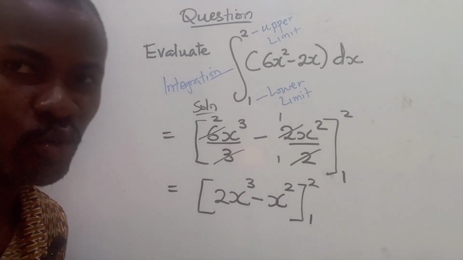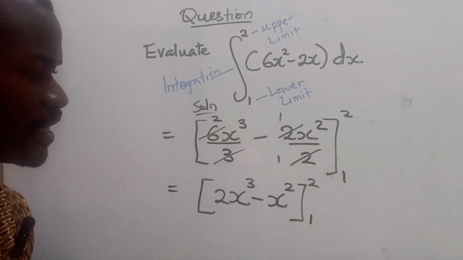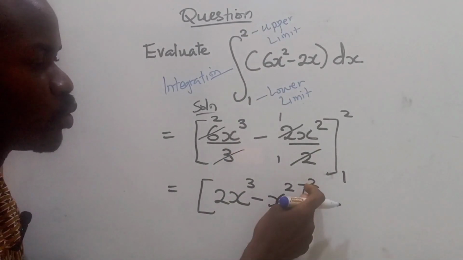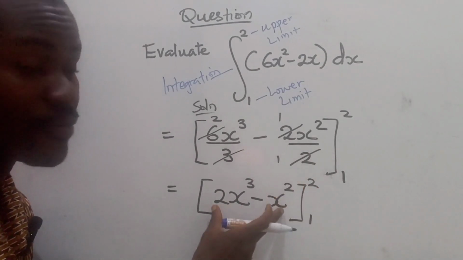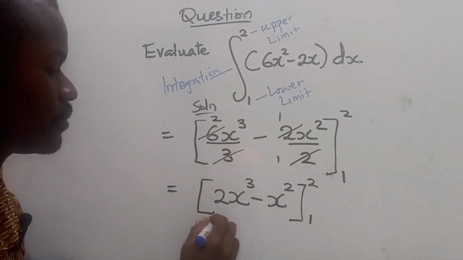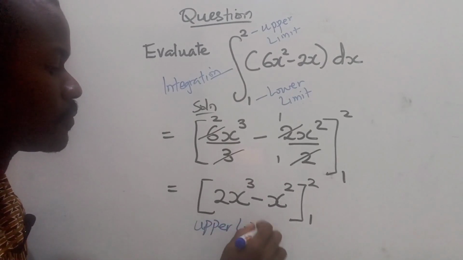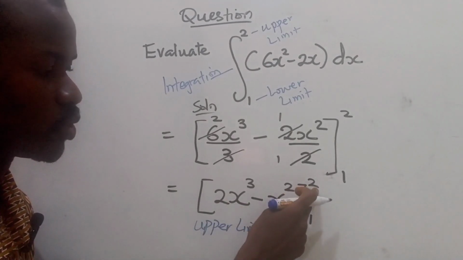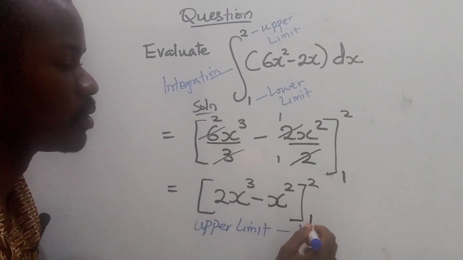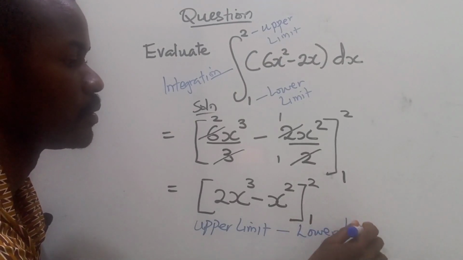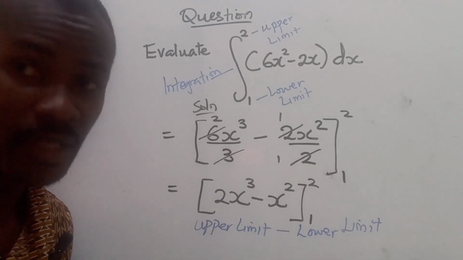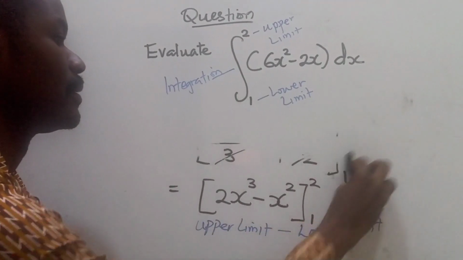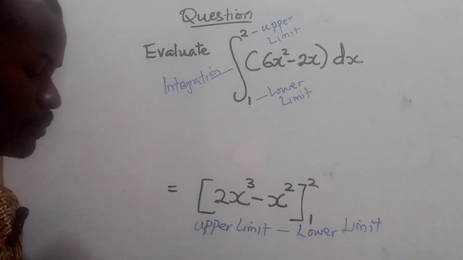Now at this point, we are going to use our limits. The idea of these limits, the upper and the lower limit, is you want to input the upper limit here first, as x. So x becomes 2, minus, you now put the lower limit. That gives us the solution to this problem. So let's quickly put that and see what we are going to get.